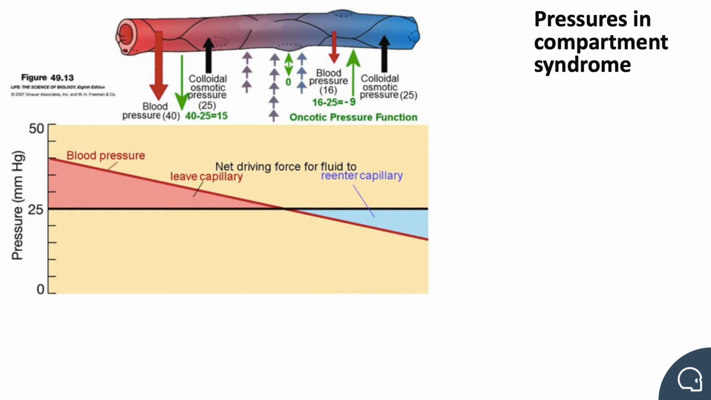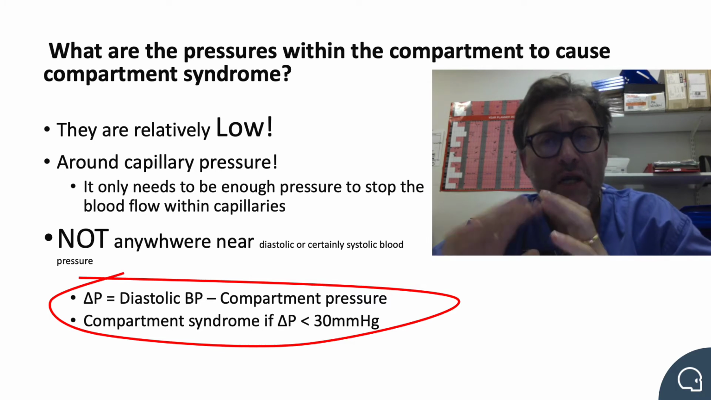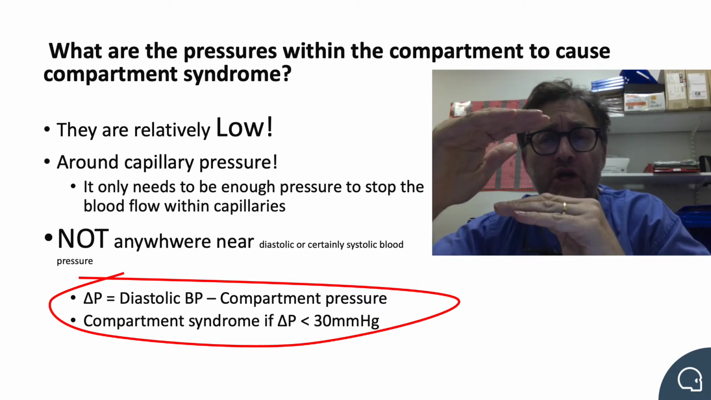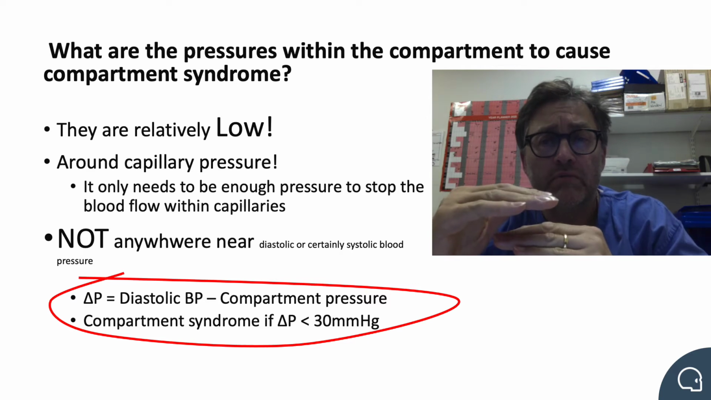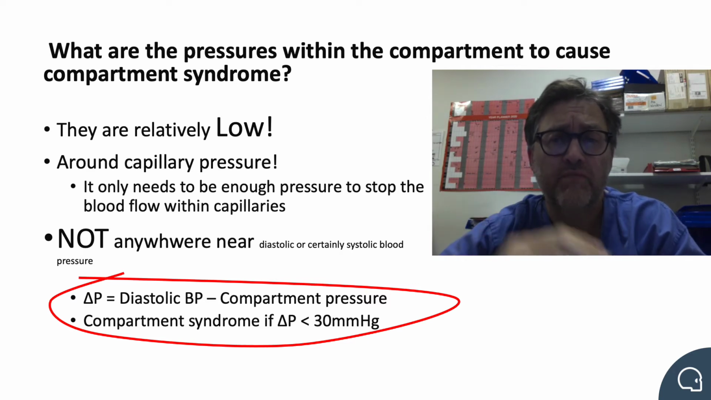So we've seen the pressure within the capillary is low, so therefore the pressure required to compress the capillary and stop blood flowing through it is low also. It's slightly more complicated than that, because if our diastolic pressure is low, our capillary pressure is going to be lower as well. So therefore you need a lower pressure in the compartment to compress our capillaries.